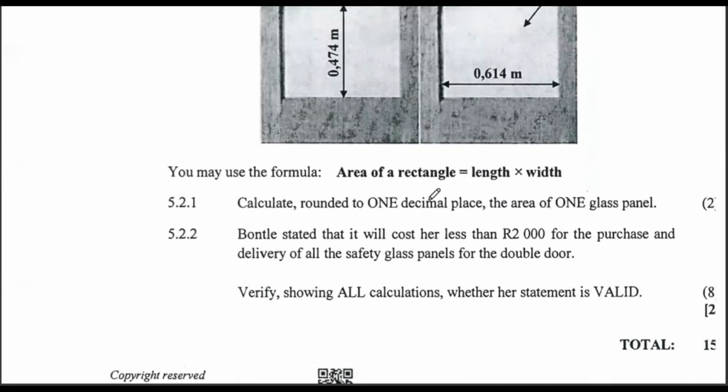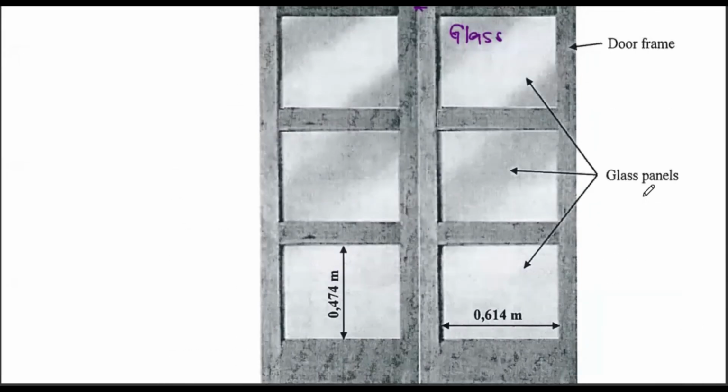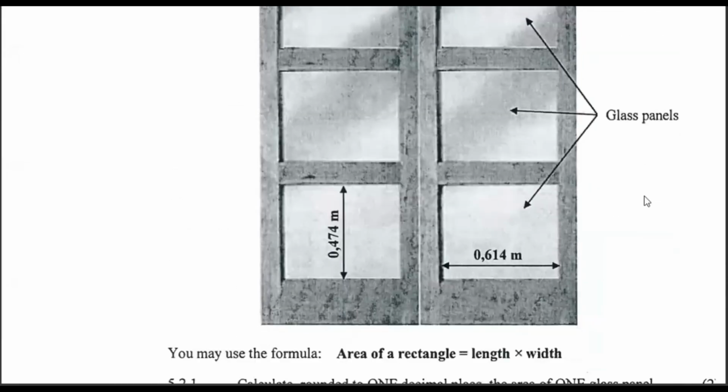Calculate, rounded off to 1 decimal place, the area of 1 glass panel. The area of only one glass. It will be the width, then this will be the length. So it takes the shape of a rectangle. So the area will equal L times B, which is 0.614 times 0.4.